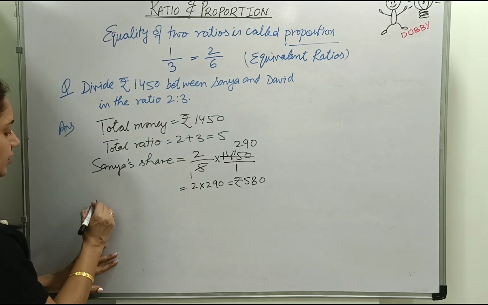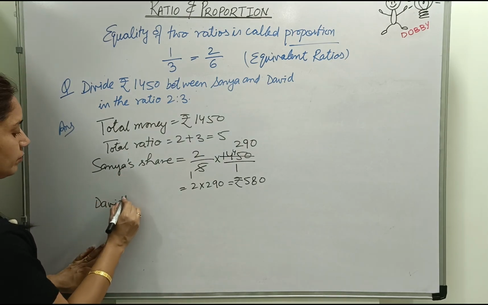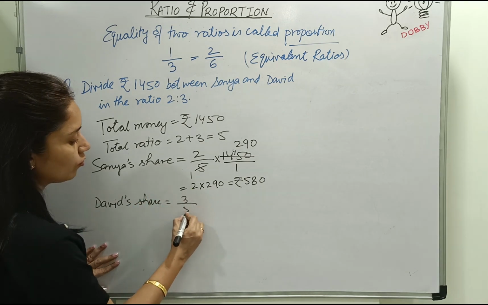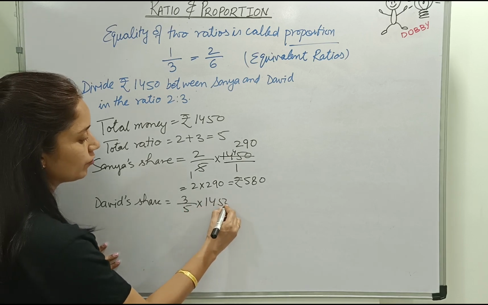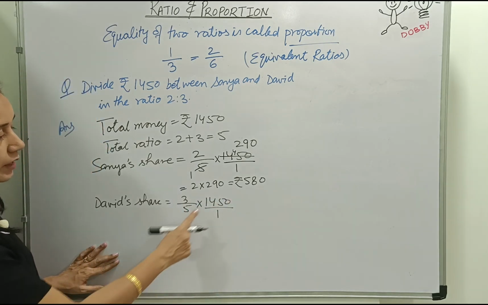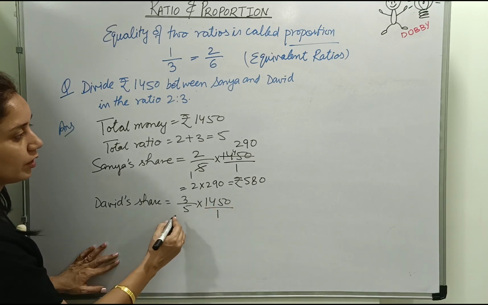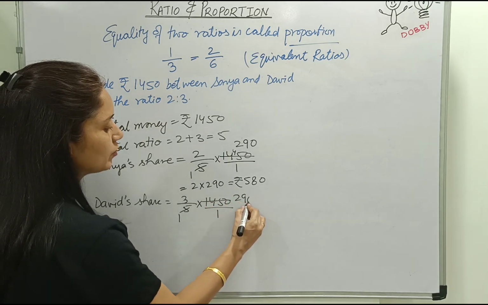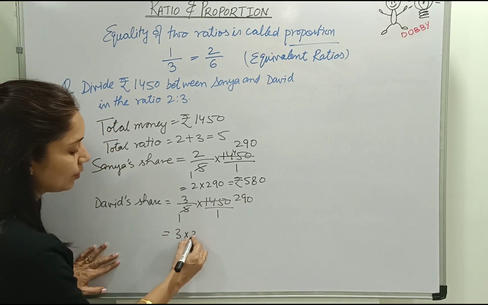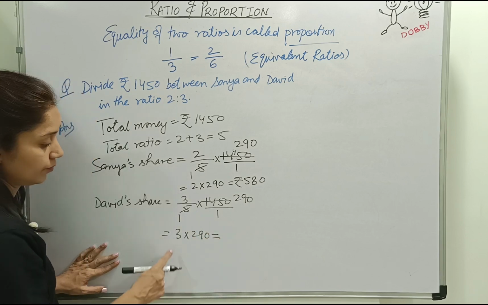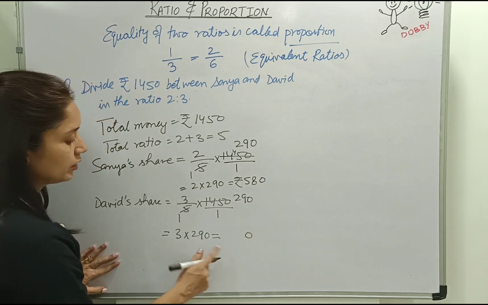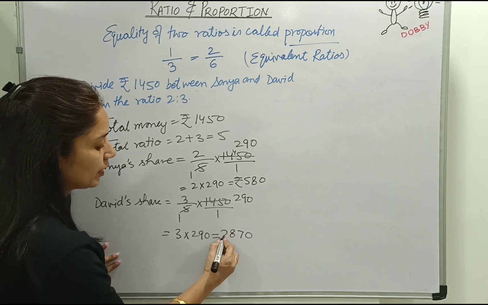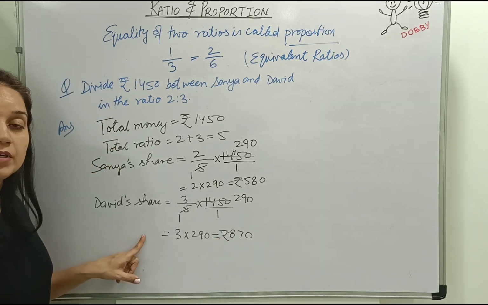Let us check David's share. Three parts out of 5 from 1450 rupees David will get. Cuttings, yes, 5 and 1450 can cut the same way as we have cut in Sania's one. It becomes 290. So 3 multiplied by 290 is David's share. 3 zeros are 0. 3 nines are 27, carry 2. 3 twos are 6 and 2, 8. 870 rupees David will get.